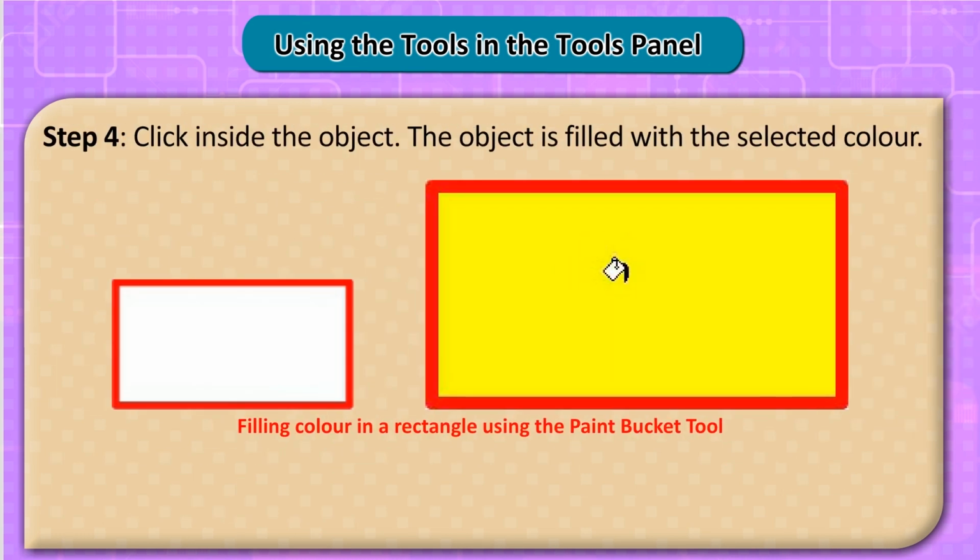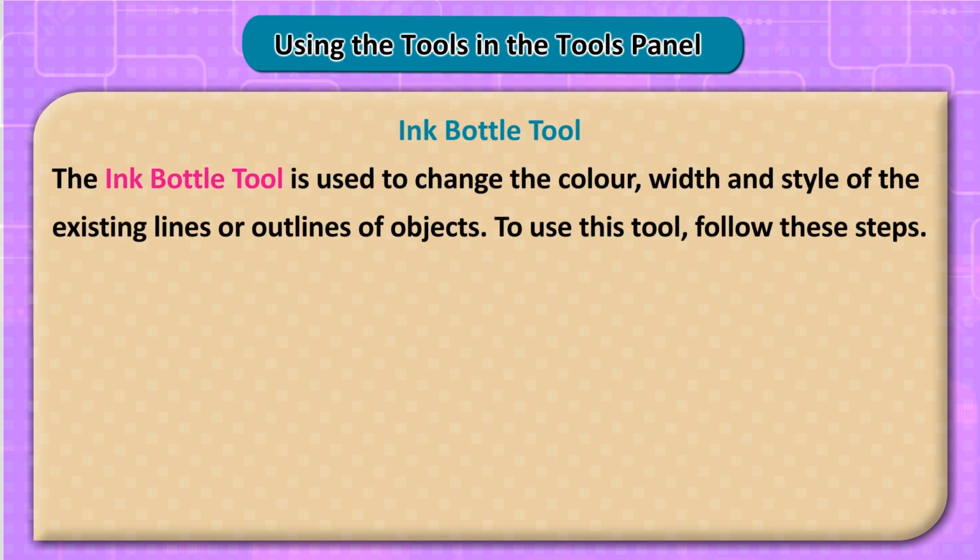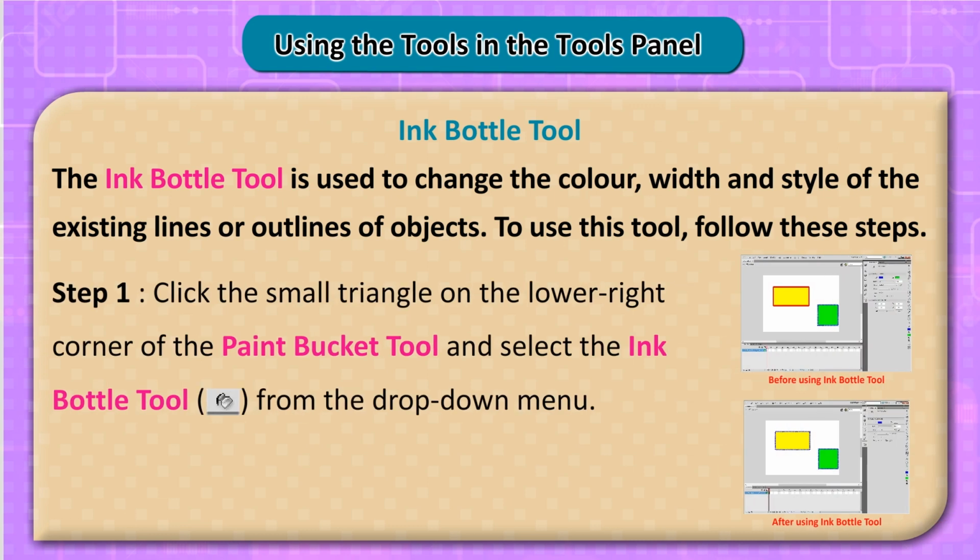Step 4. Click inside the object. The object is filled with the selected color. Ink Bottle tool. The Ink Bottle tool is used to change the color, width and style of the existing lines or outlines of objects. To use this tool, follow these steps. Step 1. Click the small triangle on the lower right corner of the Paint Bucket tool and select the Ink Bottle tool from the drop-down menu.